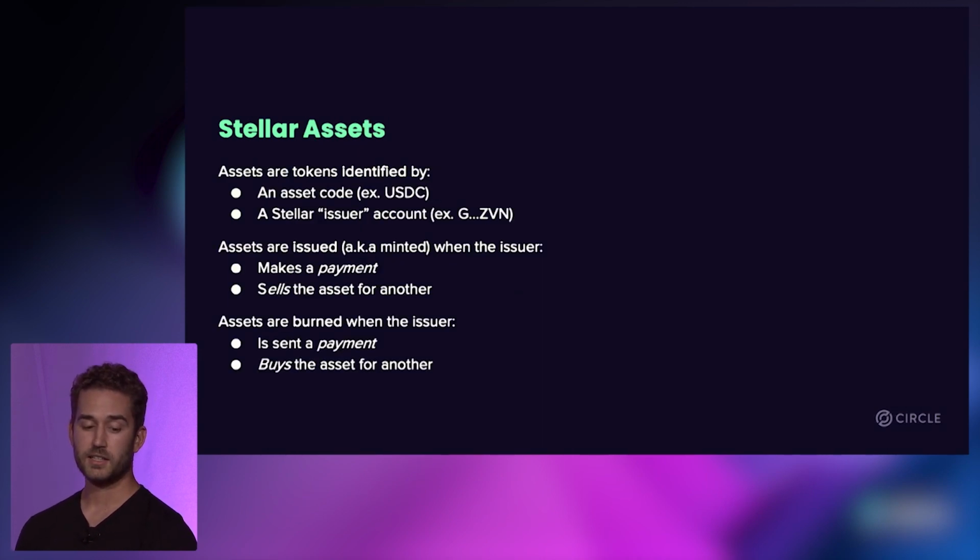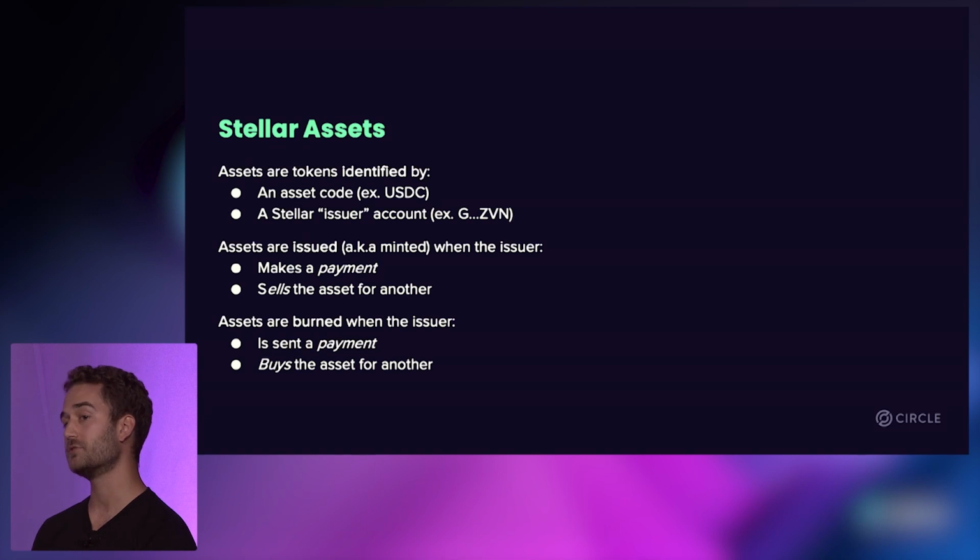Stellar assets, like a lot of assets out there, are identified using their asset code and the address from which that asset is issued, or the issuer account. Assets are issued or minted when an issuer makes a payment from that account or sells that asset from their account for another asset. So it's actually a little interesting that on Stellar, Circle doesn't hold USDC in their issuer account. They actually don't have a balance of USDC.